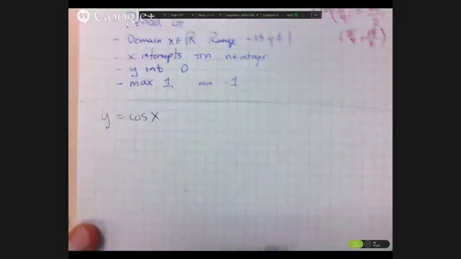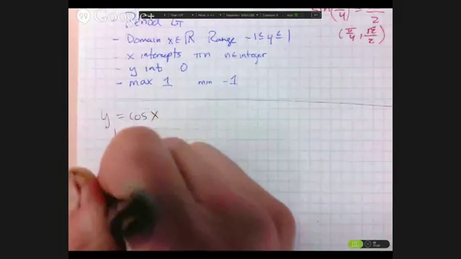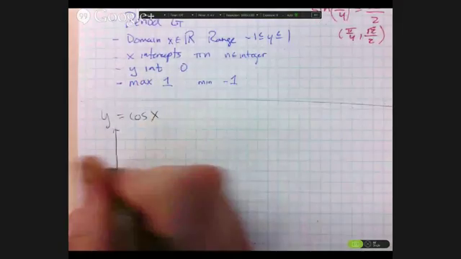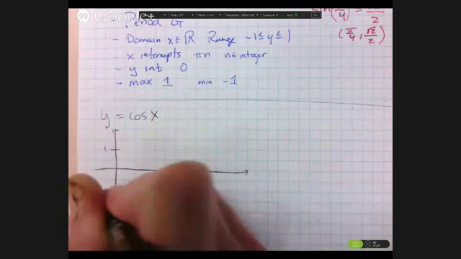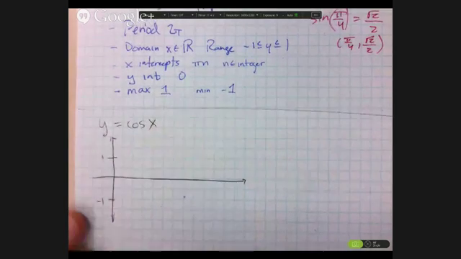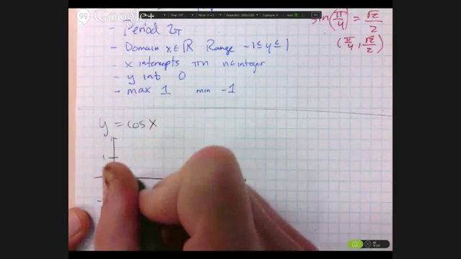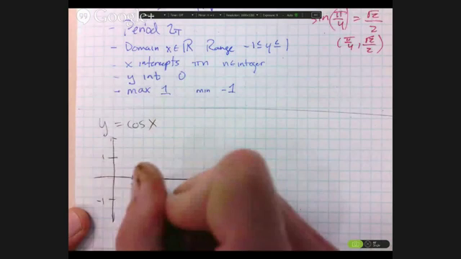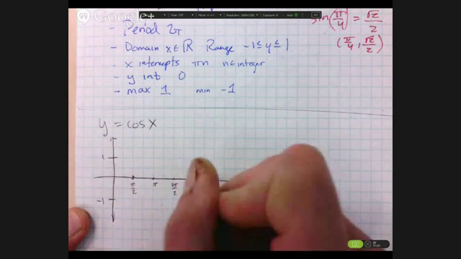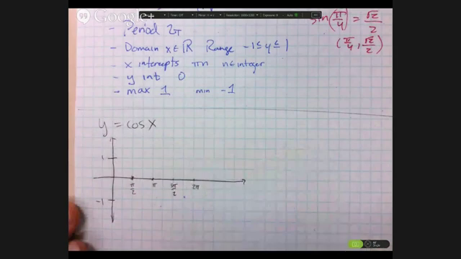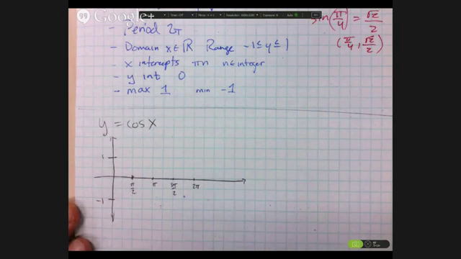Okay, cosine. No. No, it's close though. Okay, cosine is just sine shifted to the left pi over 2.